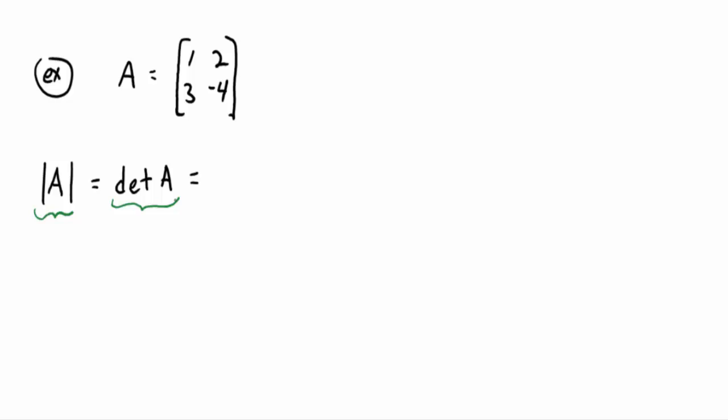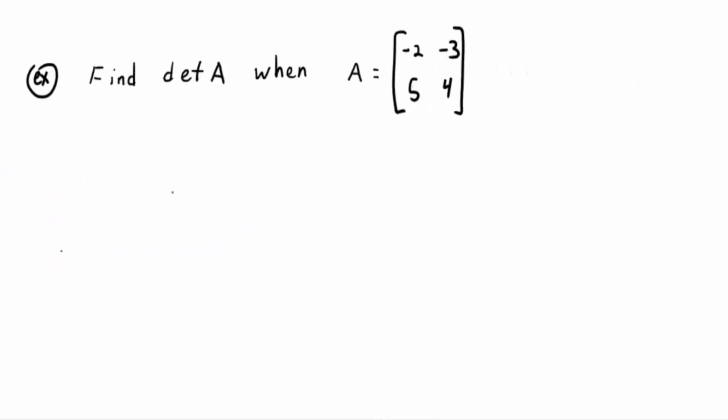Negative 10. How'd you get it? Yeah, so you'd have 1 times negative 4, right, for this first multiplication. Second multiplication, minus 2 times 3. So that would be negative 4 minus 6. Negative 10. Okay. So find the determinant of A using this notation. Tell me what would that equal. What do you get?